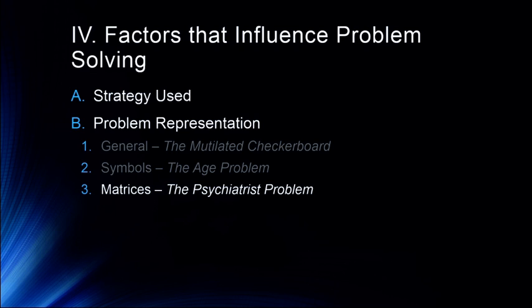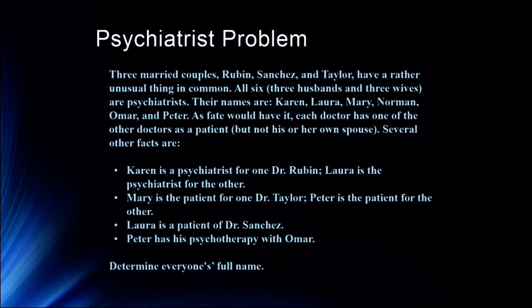Matrices, those of you, again, who are thinking about taking the LSAT, this is a kind of problem that you're going to get quite a bit of. 3 married couples, the Rubins, the Sanchezes, and the Taylors, have a rather unusual thing in common. All 6, 3 husbands and 3 wives, are psychiatrists. Their names are Karen, Laura, Mary, Norman, Omar, and Peter. As fate would have it, each doctor has one of the other doctors as a patient, but not his or her own spouse. Several other key facts are, first of all, these are all heterosexual couples.